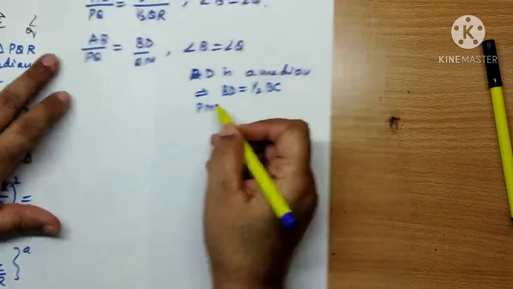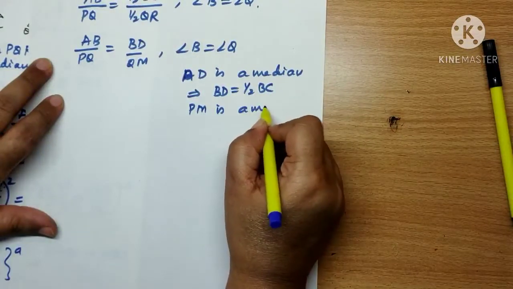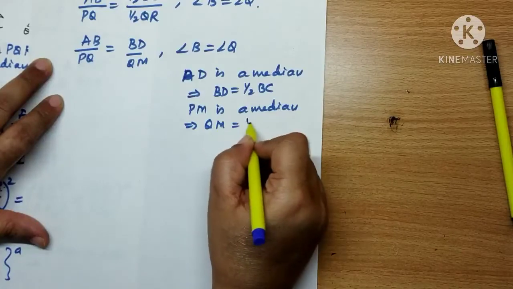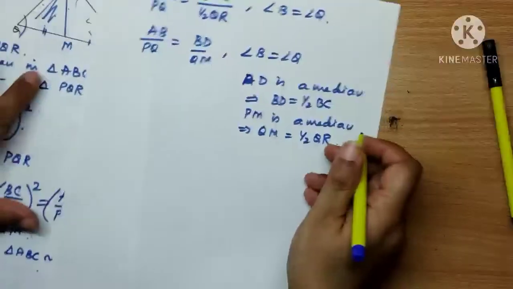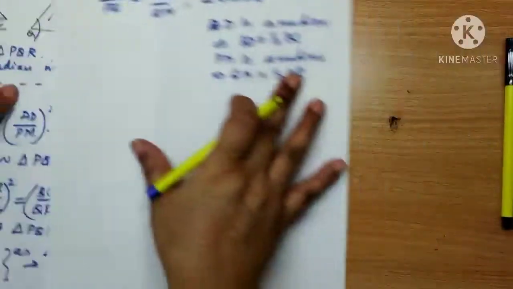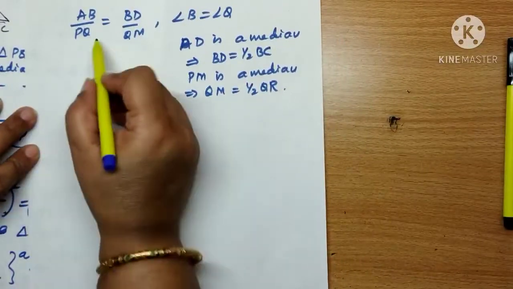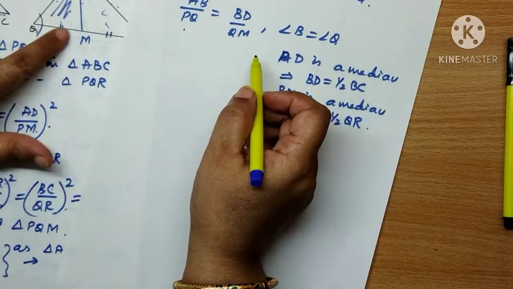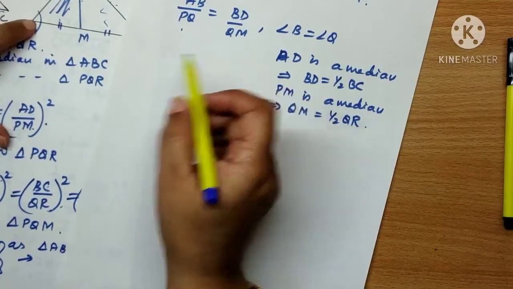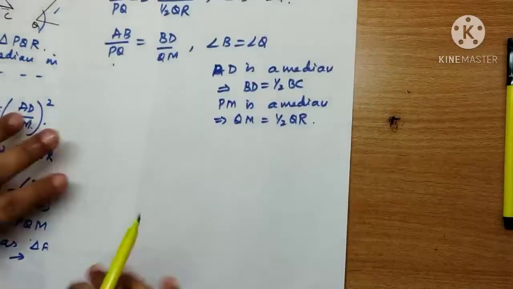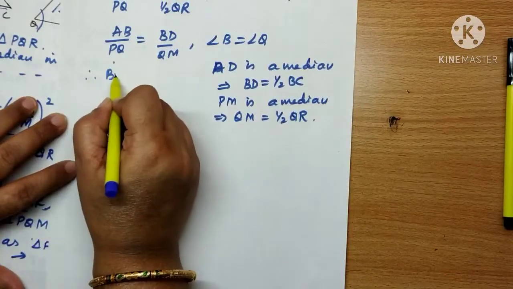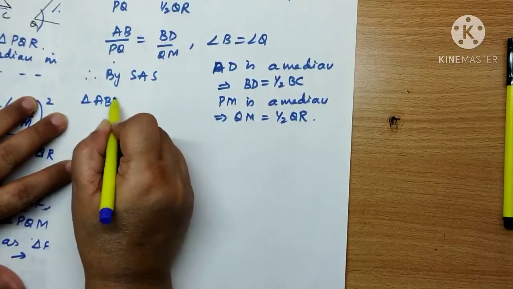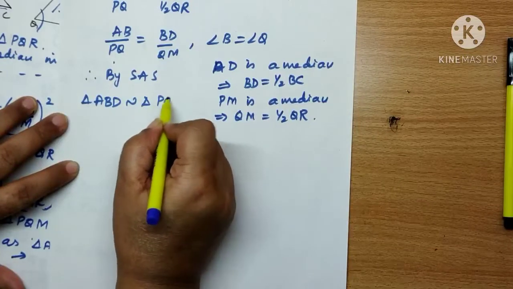PM is a median, which implies QM is half of QR. See, QM is half of the complete. So now I have AB by PQ, BD by QM and angle B equal to angle Q. So we get these triangles similar by SAS. Triangle ABD is similar to triangle PQM.